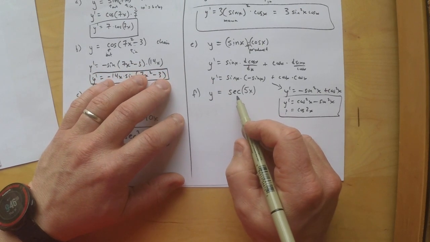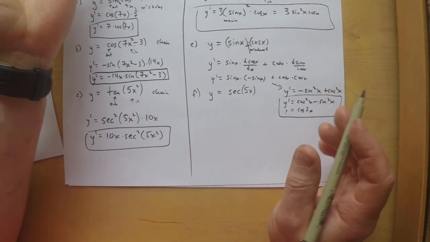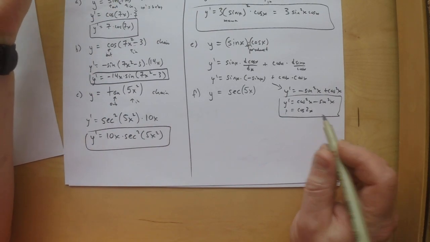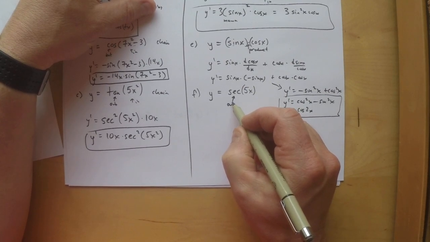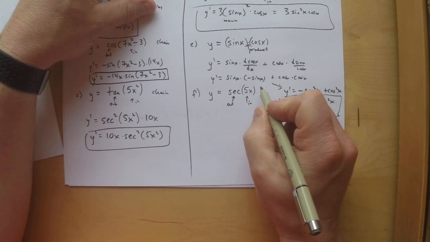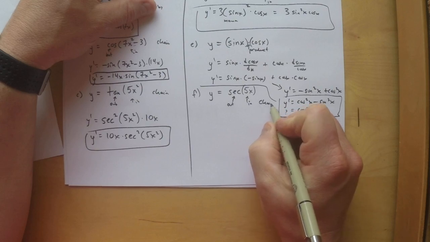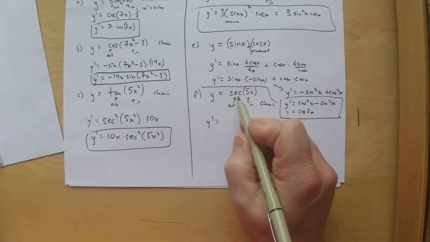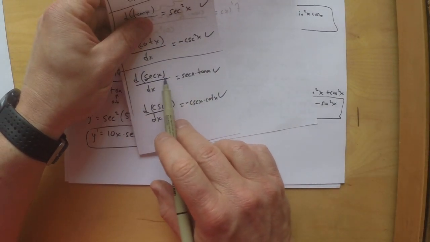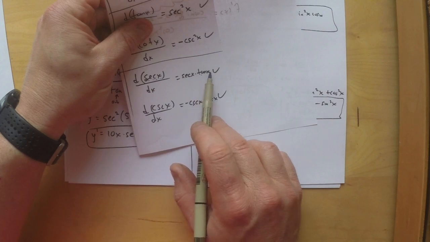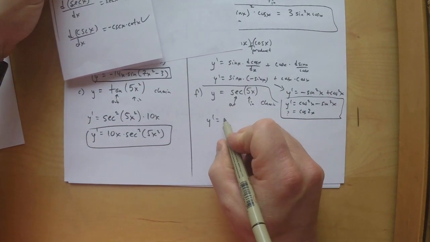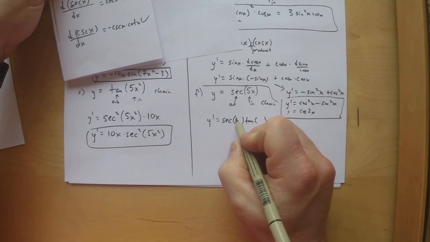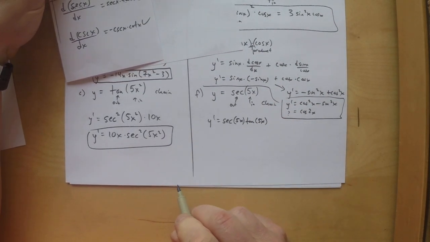Next guy, secant of 5x. So I look at it again. Is it a product rule? No. Is it a quotient rule? No. Oh yeah, it's definitely got an outer function and an inner function. Good old chain rule. So my derivative would have to be outer function. Now the derivative of secant x is secant x tan x. The derivative of secant is going to be secant something tan something, and the something here, because of chain rule, has to stay the same.